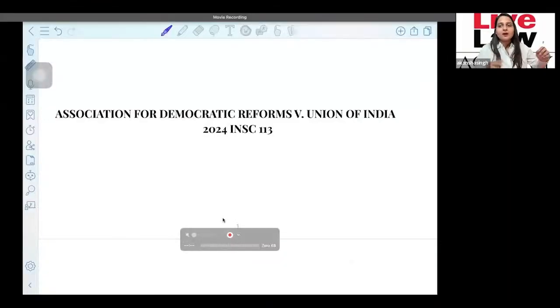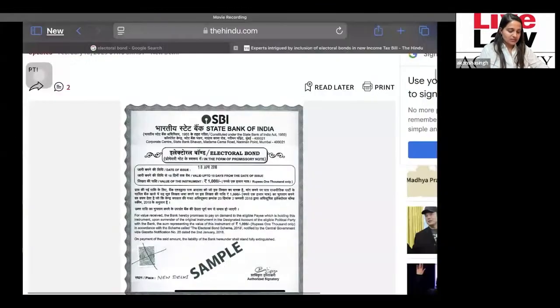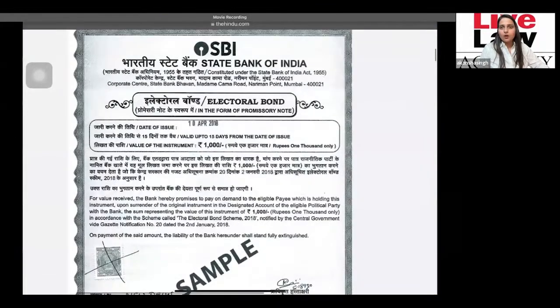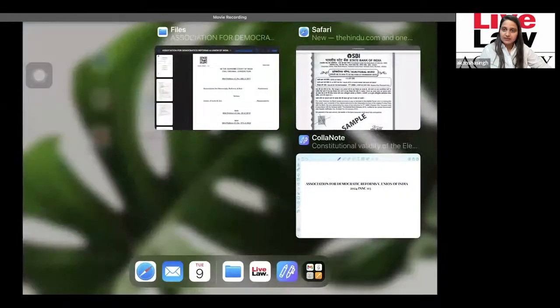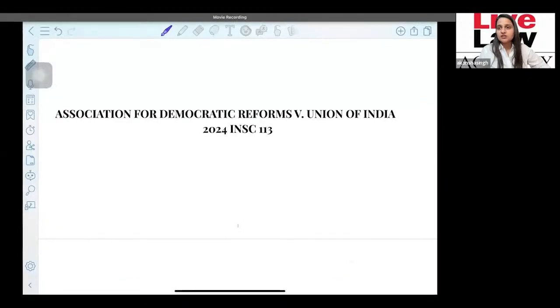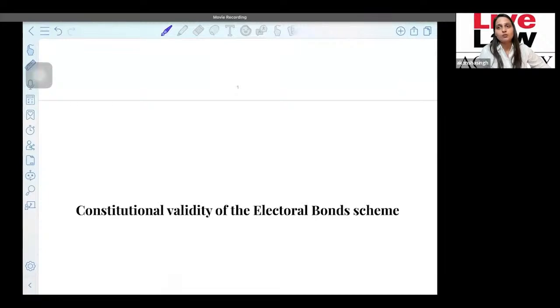Here again, we are now taking you back to another landmark judgment from the previous year related to a very relevant topic. Now, if I show you this paper, this document, what does it remind you of? Electoral bond, right? As you can see it on the screen. Yes, very correctly. We are going to discuss in today's discussion the judgment on the constitutional validity of the electoral bond scheme.